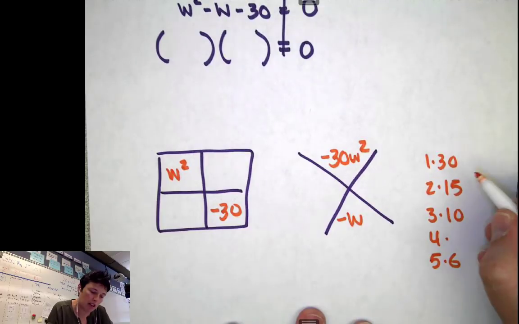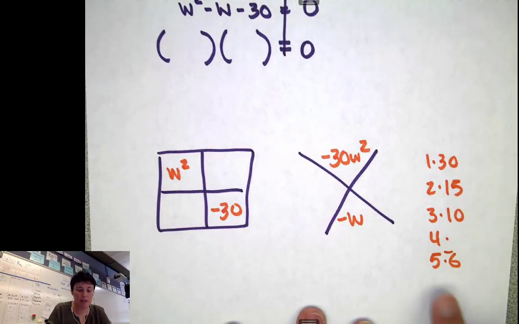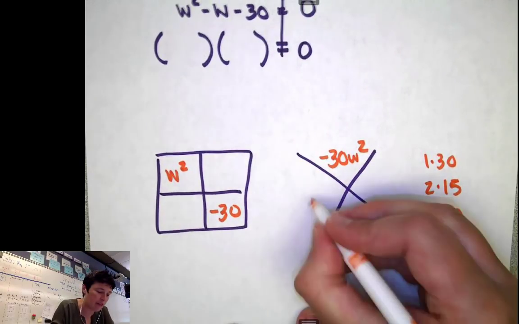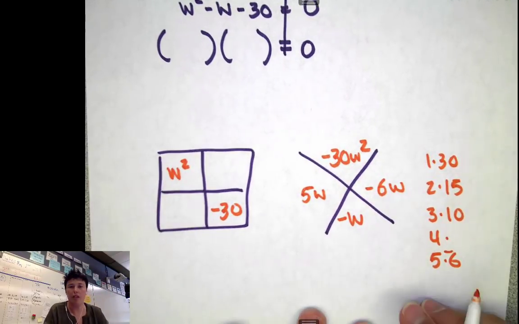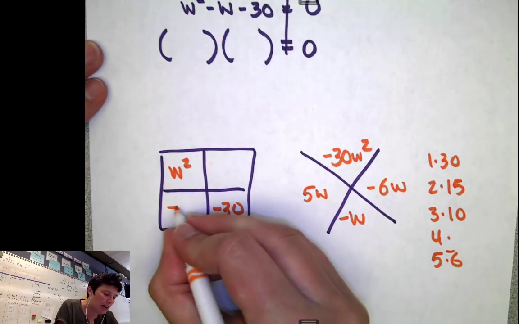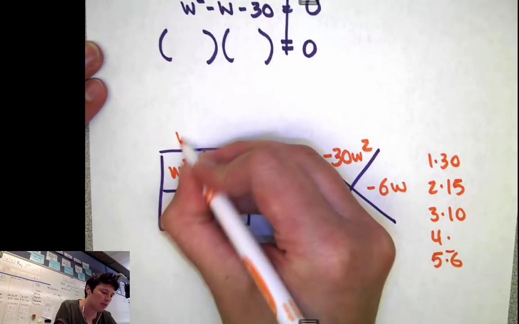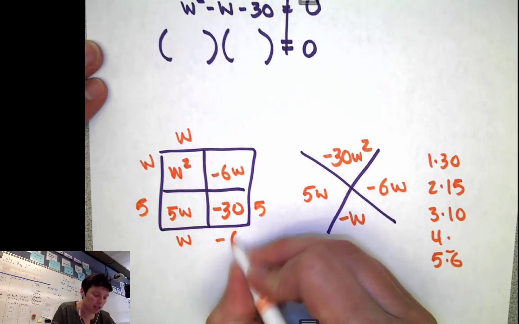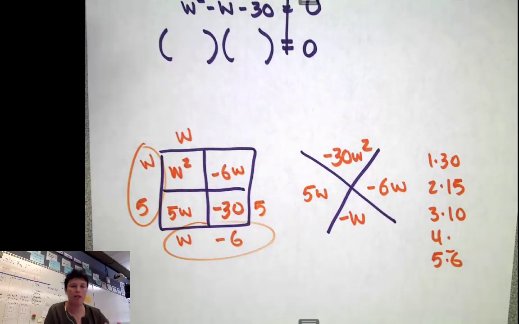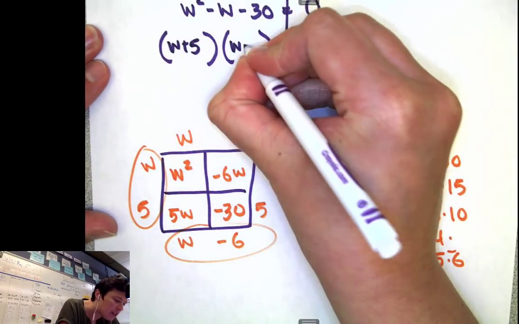So if I threw in some negatives, let's say I did like 5 times negative 6. That would give me 5 take away 6. I think that would work. If I did a 5W and a negative 6W, 5 take away 6 is negative 1W. There we go. That's going to be my strategy. So 5W and negative 6W go in the corners. I'm going to multiply the outsides now. W times W, W times 5, 5 times negative 6. There we go. Those are my parentheses. So we got a W plus 5 and a W minus 6. So that's what goes up here, a W plus 5 and a W minus 6.